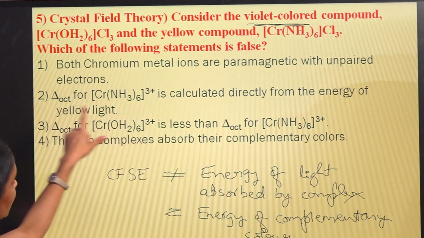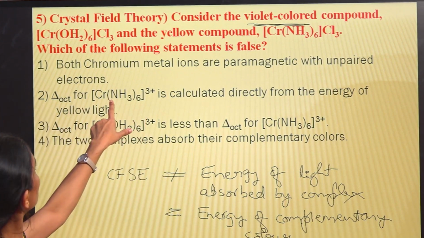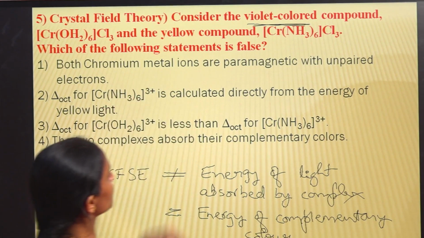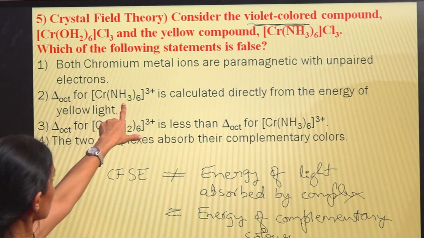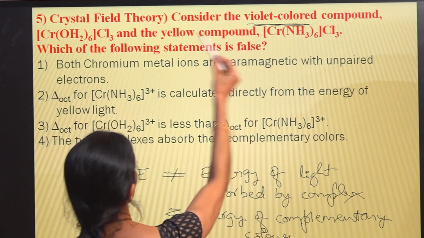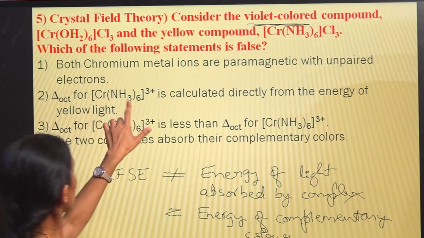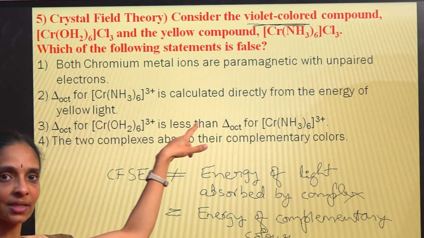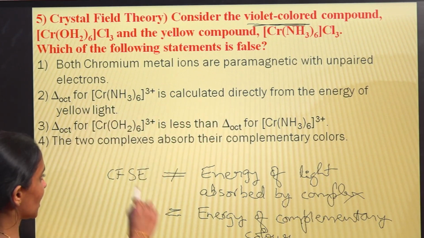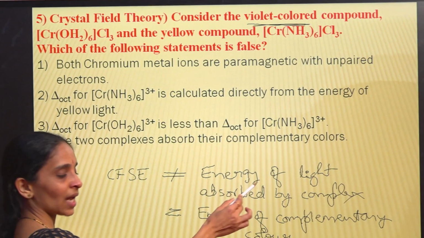Now in the second statement, this particular complex is being talked about. What is its color? It's yellow. CFSE cannot be calculated from the yellow light energy. Is it not? It cannot be calculated from yellow light energy.